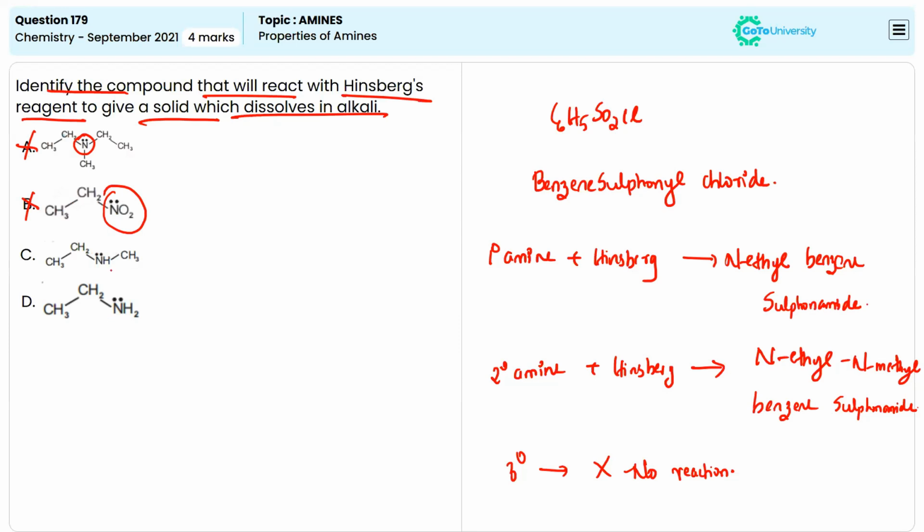Coming to option C and D, here this is a secondary amine. Secondary amine can produce the product, and the third one is a primary amine which also produces the product. But the one which produces a solid which dissolves in alkali will be D, not C. So the correct answer is the primary amine, that is ethylamine CH3CH2NH2. So write down this. Fine. Coming to the next question.